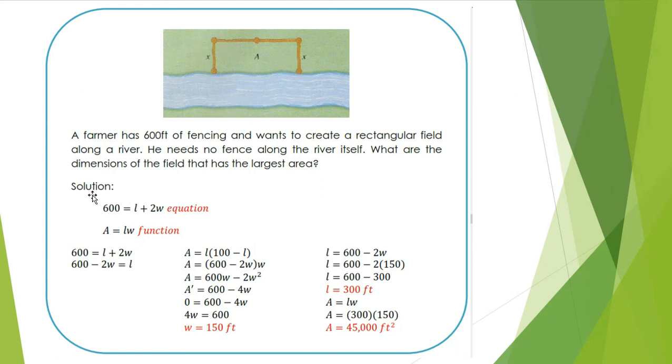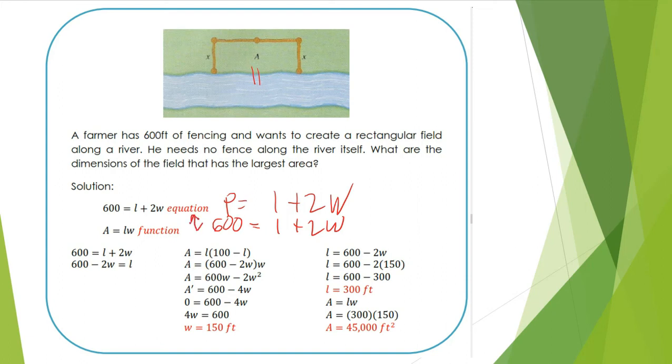Okay, solution here, first is we derive the equation 600 equals L plus 2W. Ito ay galing sa perimeter ng rectangle which is 2L plus 2W, or 2 lengths plus 2 widths. Since sabi nga natin dito, wala tayong fencing sa banda rito, sa malapit sa riverbank, we consider just only one length. And then perimeter, sabi nga natin, he has 600 feet is equal to L plus 2W. Kaya ganito yung ating nakuha.